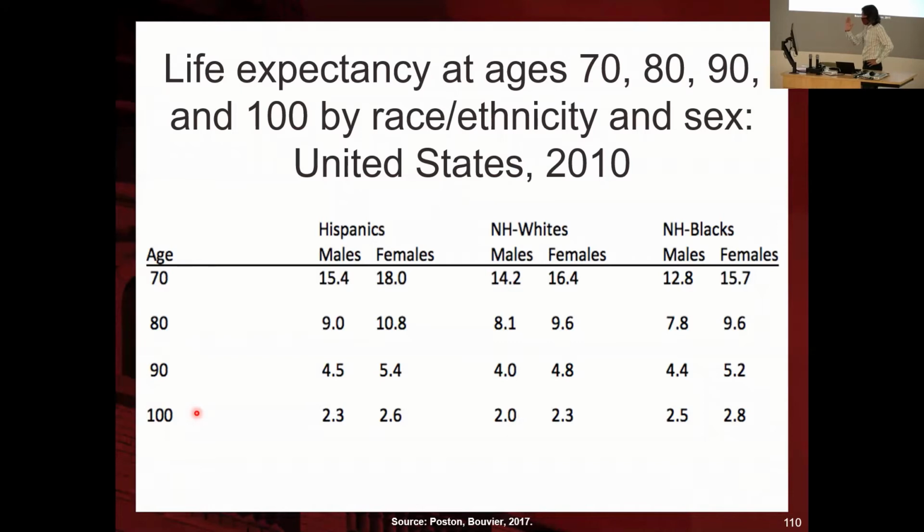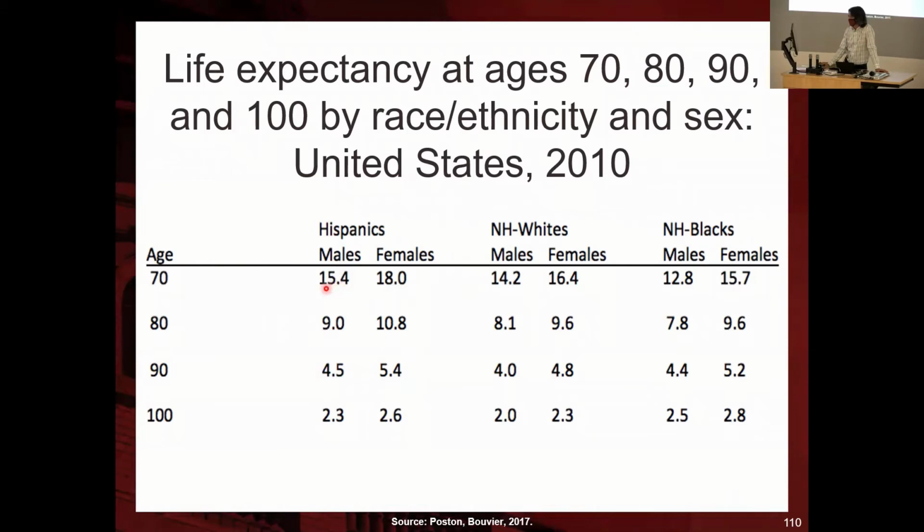And we have this information by sex for men and for women, and also broken down by race and ethnicity: Hispanics, non-Hispanic whites and non-Hispanic Blacks. And this is data from 2010. So all these people were born, and usually Blacks have lower life expectancy because they have higher mortality. But then when we start reaching older ages, that is the opposite.